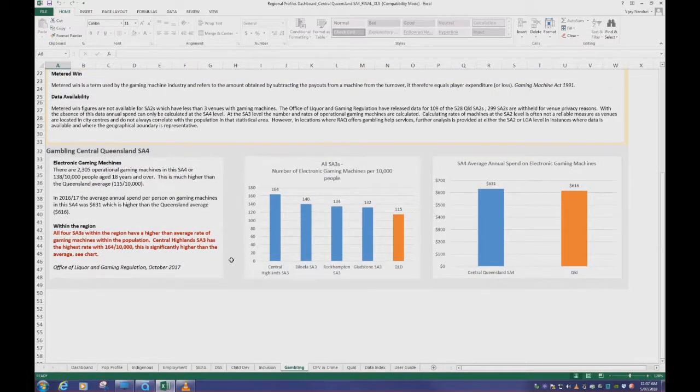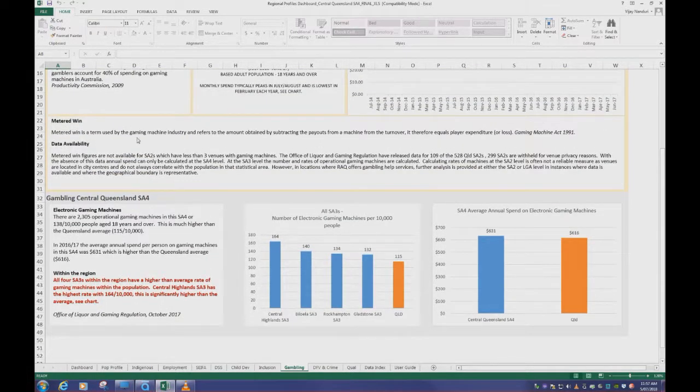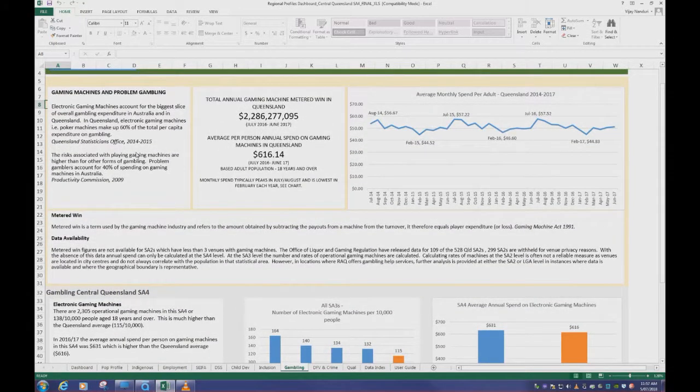It's also important to note as well that metered win or spend at the SA2 level is not reliable as an indicator in terms of average spend per person, because people often travel from outside an SA2 to use gaming machines. Therefore, data or spend per capita is not a good indicator.